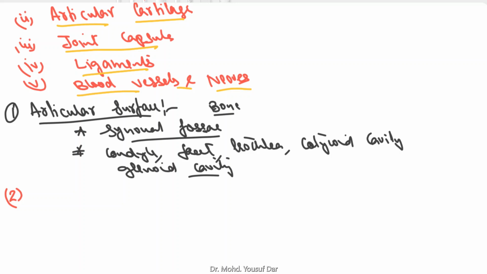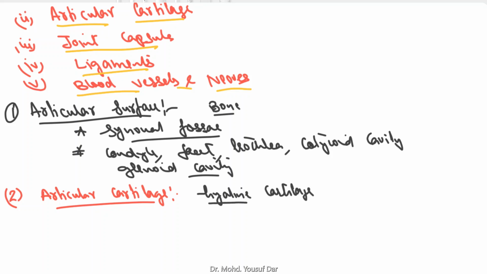The second component is articular cartilage. Articular cartilage is generally which cartilage? It is a hyaline cartilage. What is the purpose of this hyaline cartilage? It reduces the friction during the movement of the joint. And it covers the articular ends of the bone.